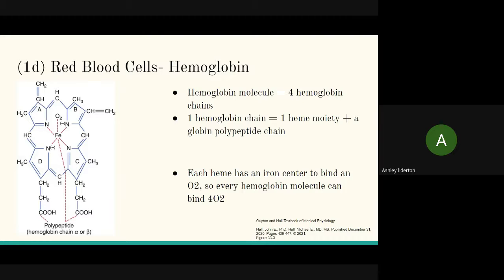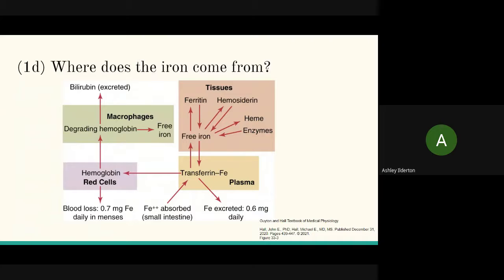The heme moiety you see on the left is centered around iron, and iron is actually what binds to molecular oxygen. So every heme moiety has an iron center that binds to 1 molecular oxygen. Therefore, every hemoglobin molecule can bind to 4 molecular oxygen. The iron is really what's important with hemoglobin because it is what binds oxygen. It is what allows us to carry oxygen throughout the body.